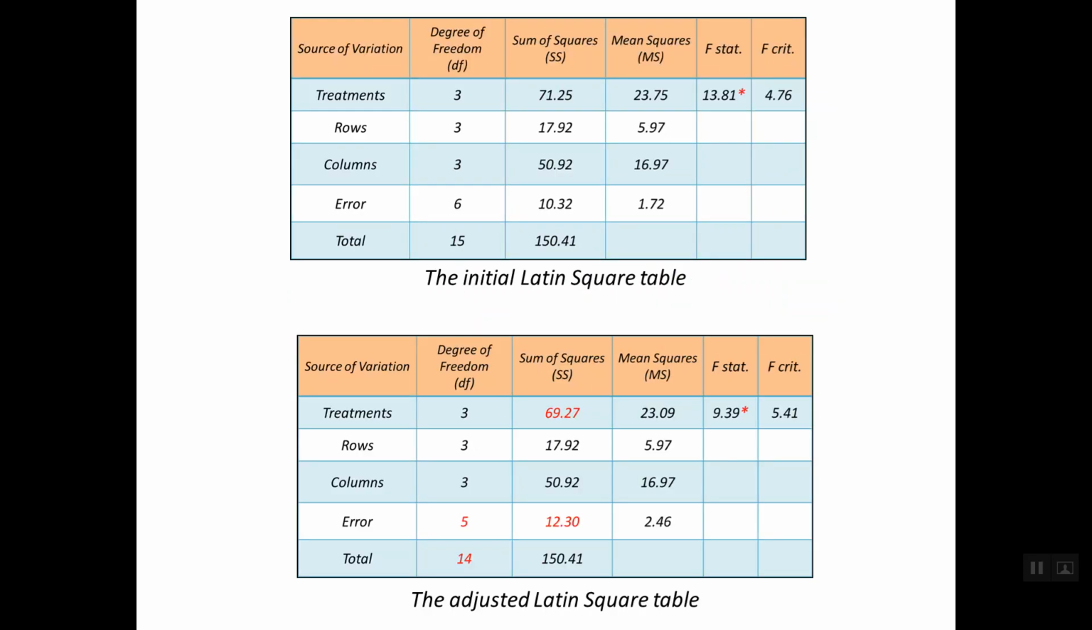This is a comparison between the initial Latin square table in the above table and the below one, which is the needed table, which is the adjusted Latin square table. So this is all for the Latin square design, the incomplete design, or the design which includes some missing value.